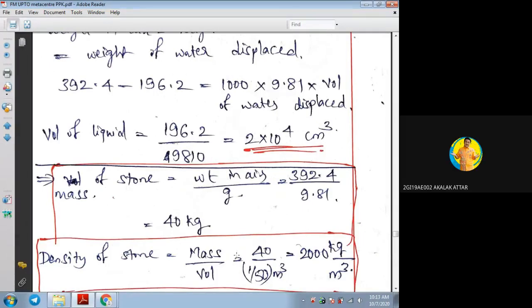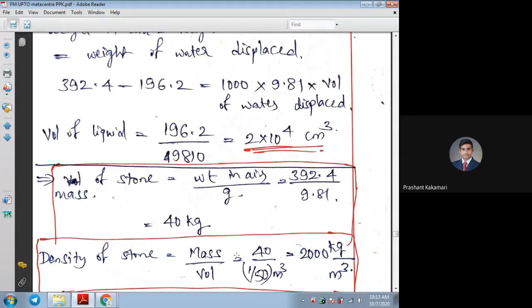Sir, 0.02. 0.02 meter cube. Yes, sir. That's so 1 by 50. That is also 1 by 50. Okay, if it is 1 by 50 only, you can take it. Yes, sir.